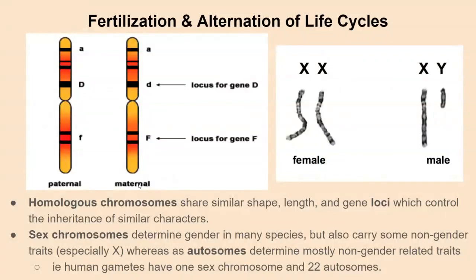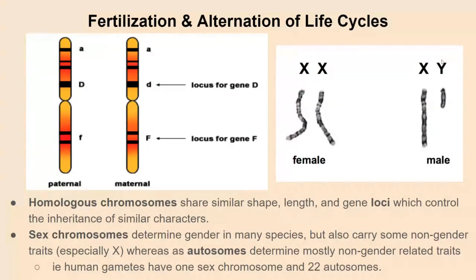Now, humans, we have 46 chromosomes, 23 from mom and 23 from dad. Now, human gametes have one sex chromosome and 22 autosomes. So that means that we're going to have 22 pairs of normal chromosomes, and then one sex chromosome from the father and one sex chromosome from the mother. Now, we are always going to inherit at least one X. Since the mother can only donate an X, her gametes will always have X. So the offspring will always have at least one X.